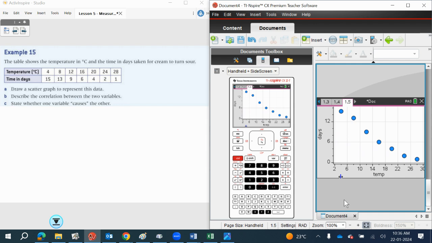So are they always going to be in order of X then Y? Yeah, typically. I haven't seen them mess with that ever.